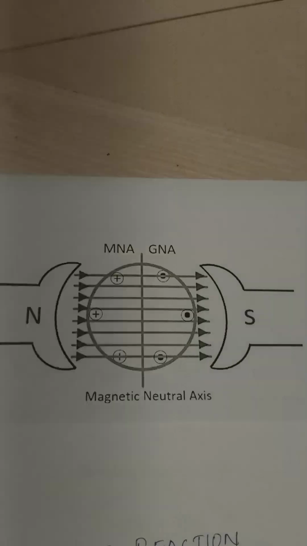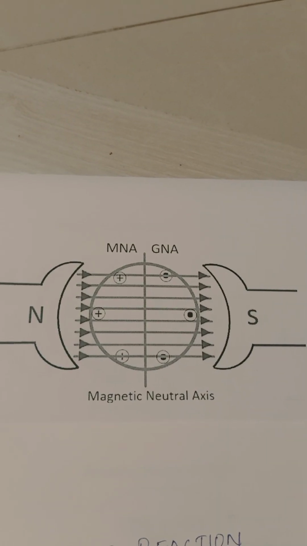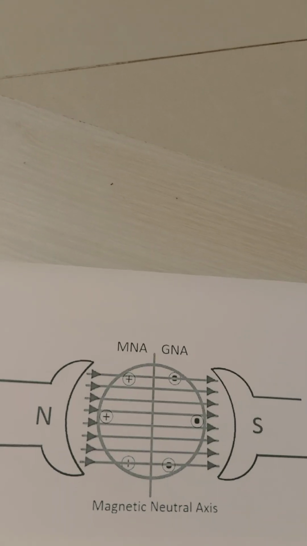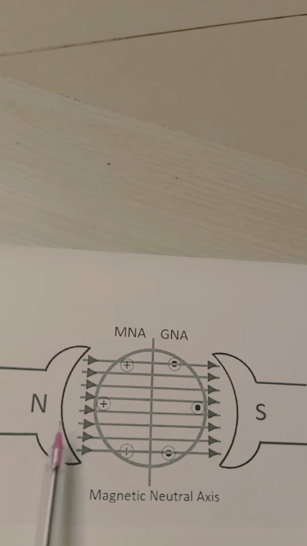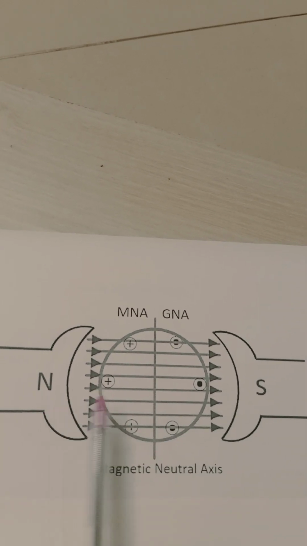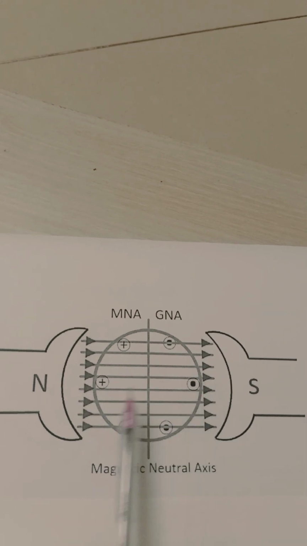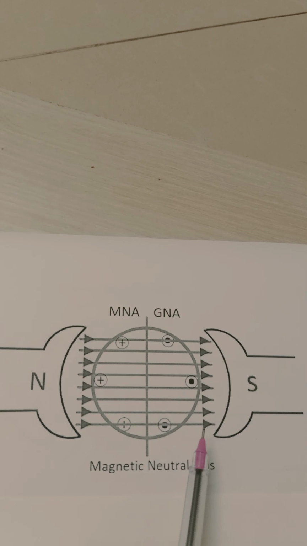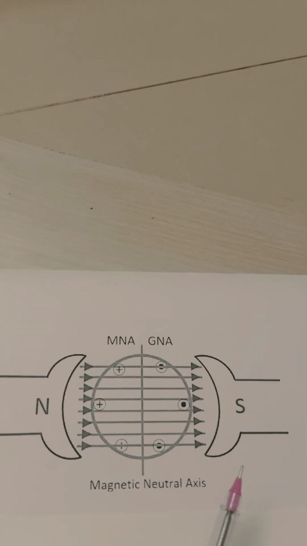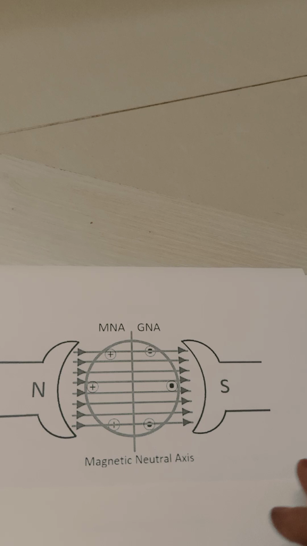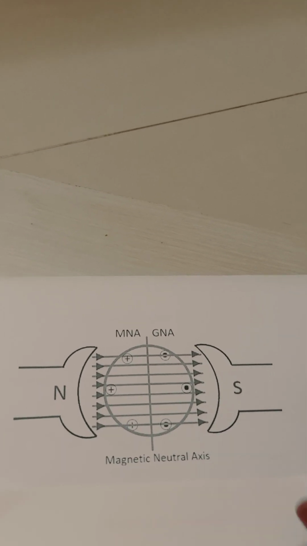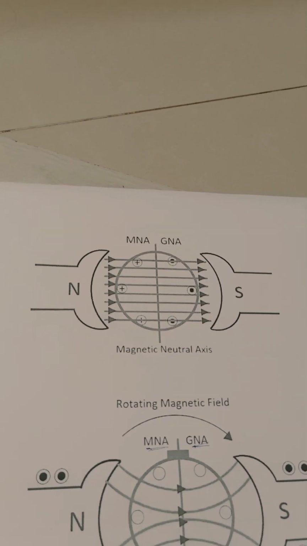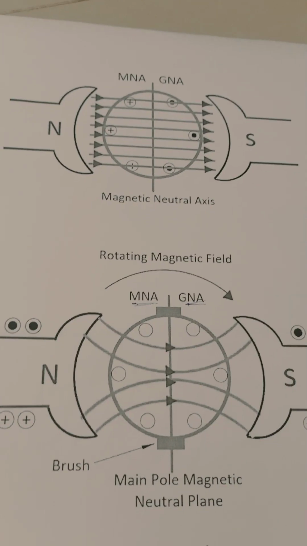Let us study this armature reaction considering a two-pole DC generator. See here, this is the two-pole DC generator, North Pole and the South Pole, and these are the magnetic lines of force before the armature reaction. Let us study this armature reaction considering three cases. The case one is when no load is connected to the generator.